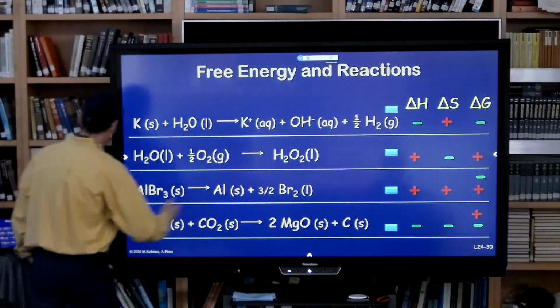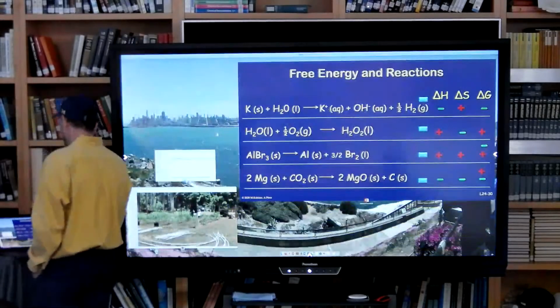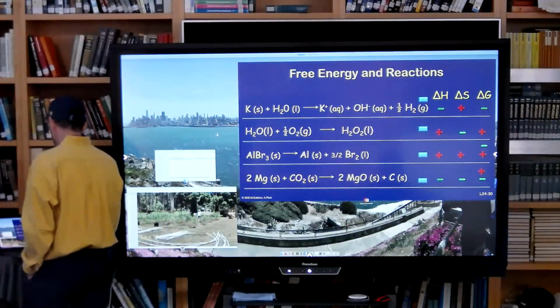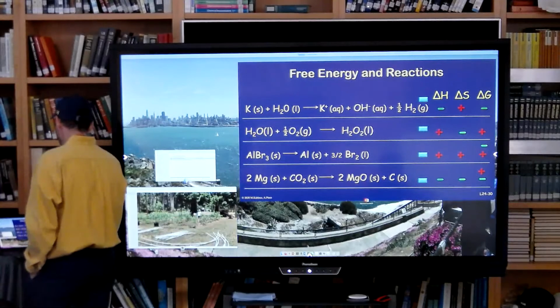So let's watch that chemical reaction. If we can get Chrome to behave.